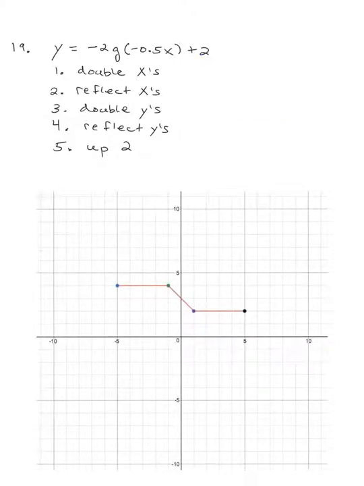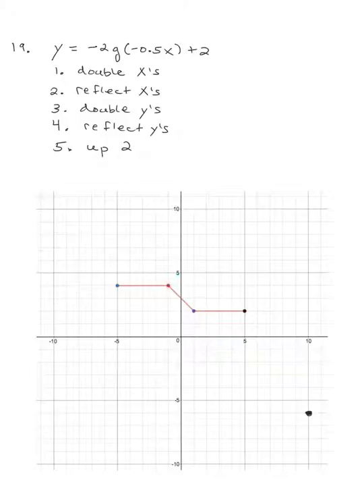For problem 19, technically there's 5 steps going on, but you can condense steps 1 and 2, as well as 3 and 4 into 1 step. So this 0.5 to the x means we're actually doubling the x's. The negative means we reflect it. We then deal with this multiplication. We're going to double the y's, but then also reflect it. And then the last step is to go up 2 places. So for every single point that appears here, I first double and then reflect. Now I double the y value, which goes up to 8, and I reflect it down to -8.